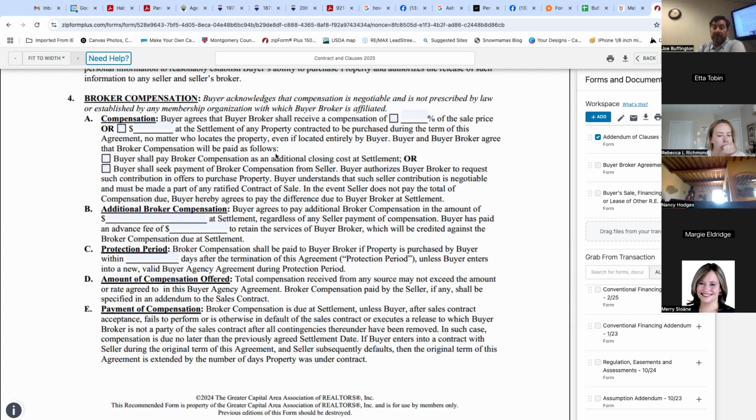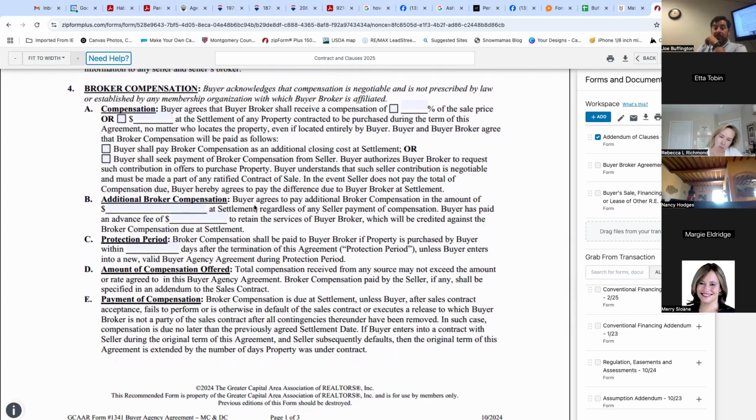Or buyer shall seek payment of broker compensation from seller. Buyer authorizes buyer broker to request such contribution and offers to purchase property. Option two is what 99% of the time happens. The buyer says, well, sure, let's try to negotiate it from the seller first before I have to pay you the whole amount. So option two is what you'll typically be doing. Buyer understands that such seller contribution is negotiated and must be part of the contract.